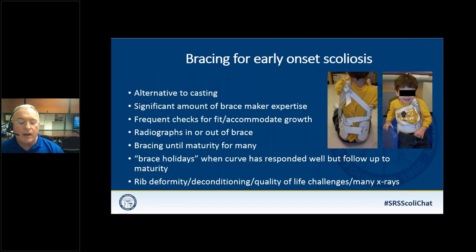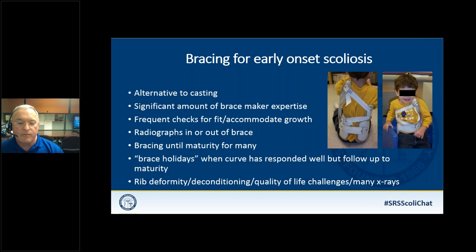Bracing represents an alternative to casting, and in my practice, it represents a continuum of care, an evolution from casting to a maintenance program. Bracing is very challenging in this age group, and it does take a brace maker who has significant expertise in applying trunk or spine braces. It does require frequent checks for fit and to accommodate growth. And the best design incorporates some modularity that allows the brace maker to expand or lengthen the brace to accommodate growth. Radiographs are taken either in or out of the brace, and my own preference is to do them in the brace to allow the brace maker some feedback as to how much in-brace correction he can get.